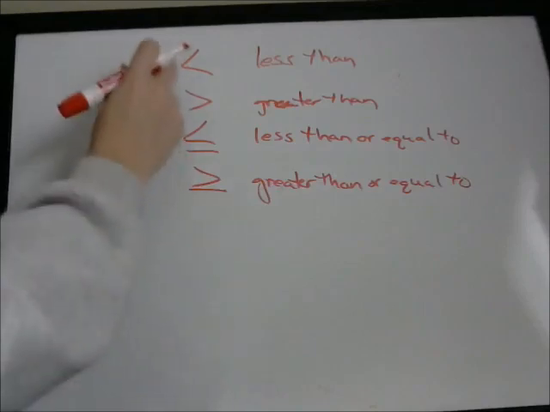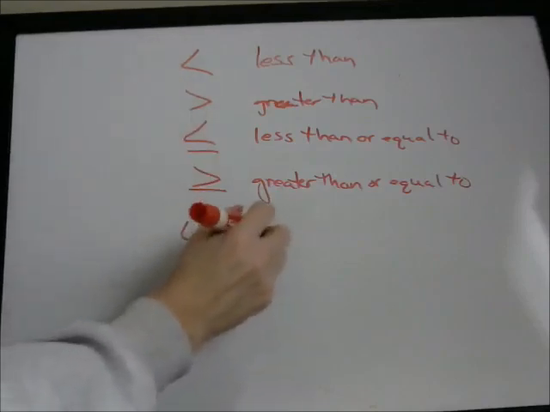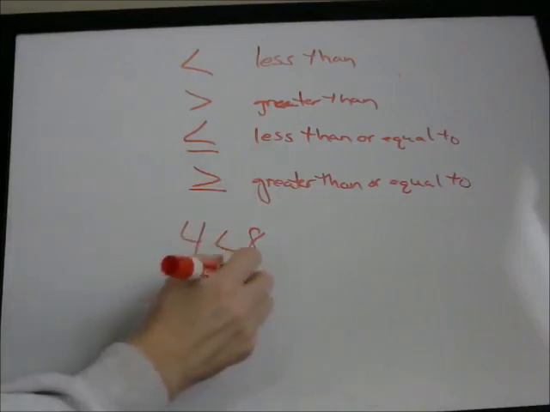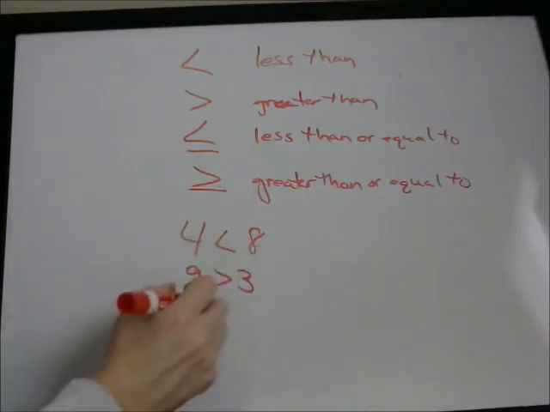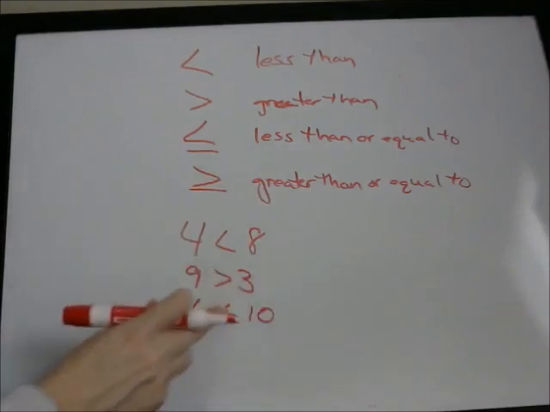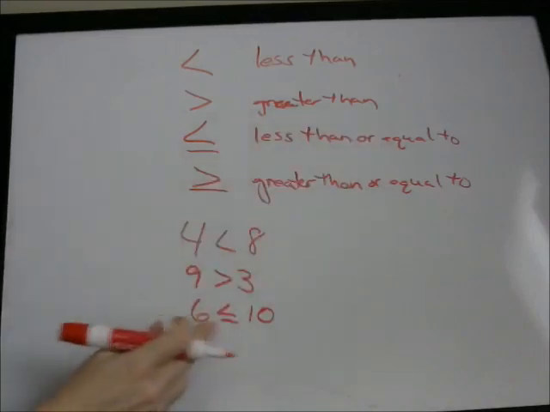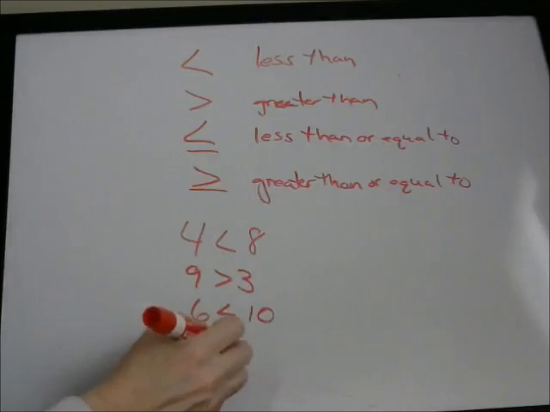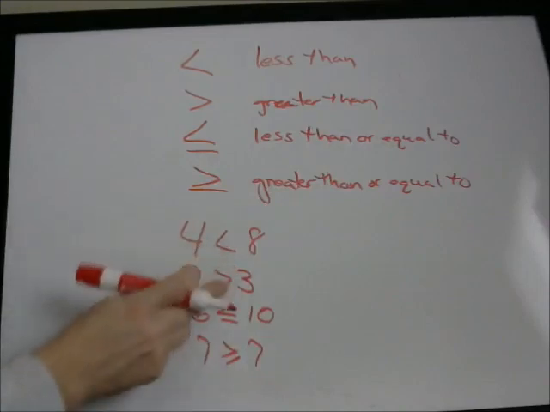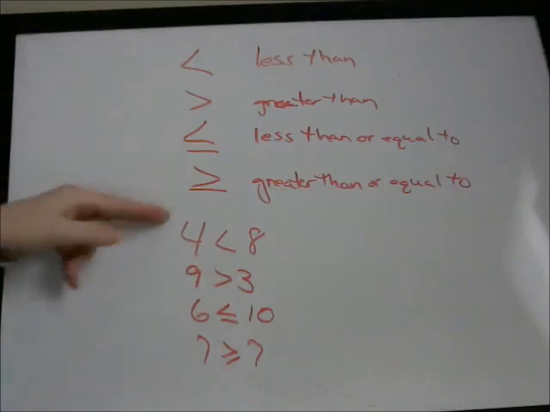For example, we would use this symbol in something like 4 is less than 8. 9 is greater than 3. 6 is less than or equal to 10, because it is less than, and this is an or, so it's less than or equal to. We can say 7 is greater than or equal to 7, because again, it's either greater than or equal to. So all of these are true statements. This is how you use these symbols.